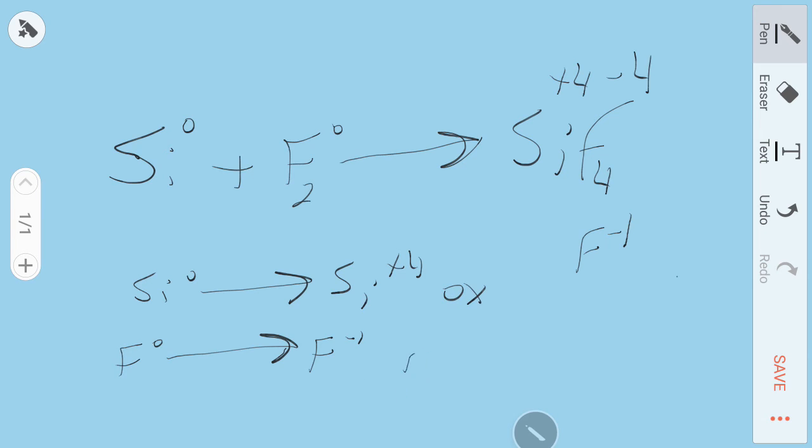Silicon was oxidized, fluorine was reduced. If silicon was oxidized, it means it's my reducing agent. And if fluorine was reduced, it means it's my oxidizing agent.